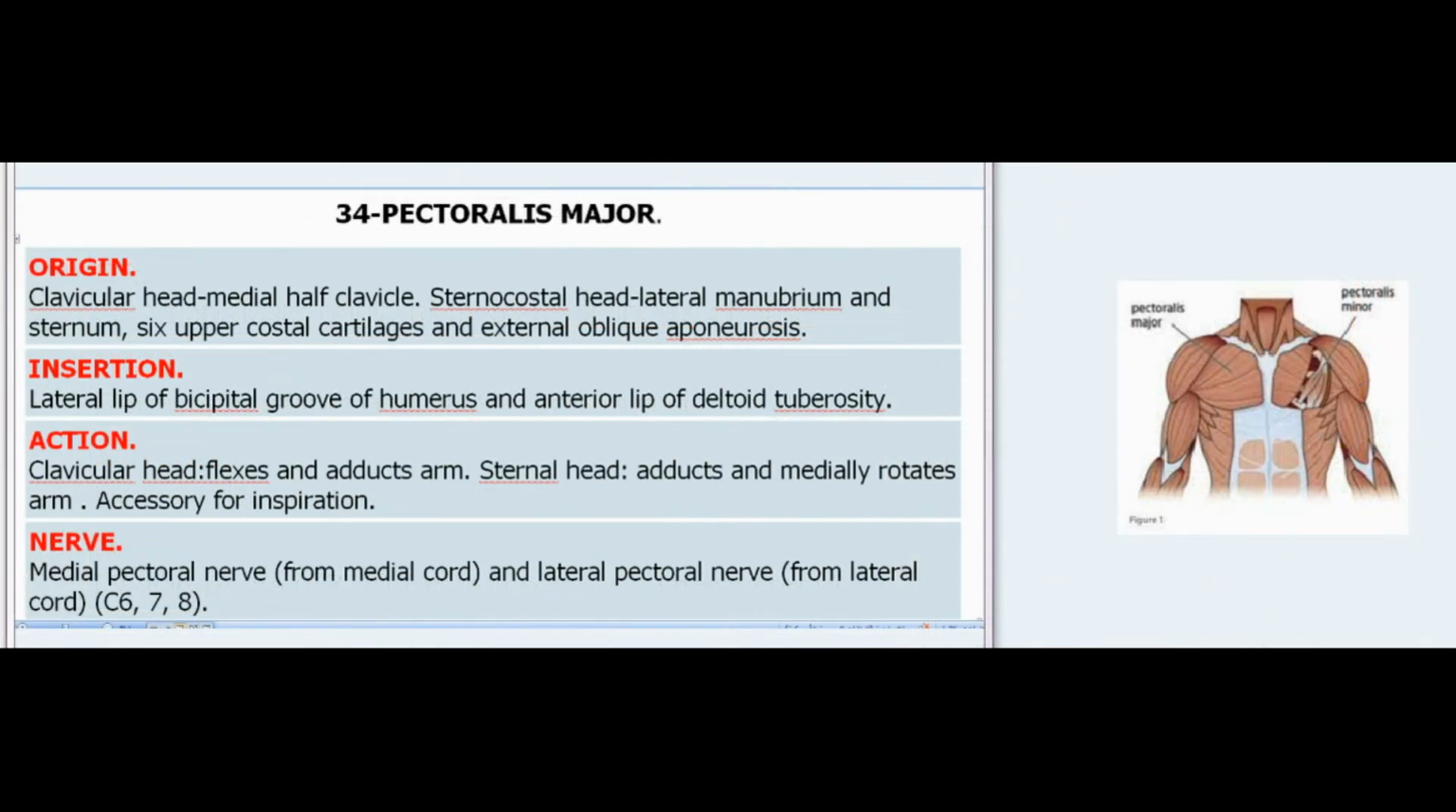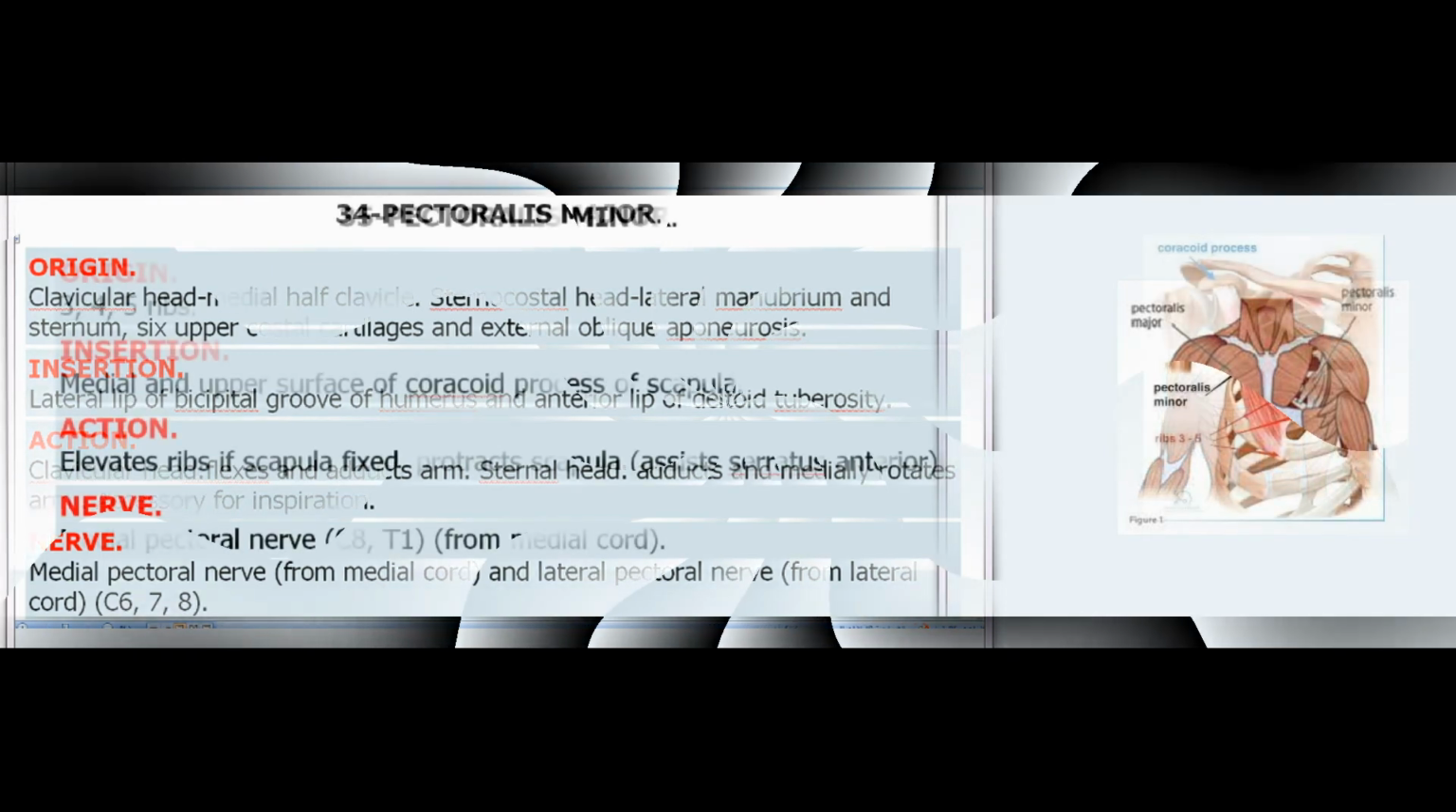34. Pectoralis major. Origin. Clavicular head, medial half of clavicle. Sternocostal head, lateral manubrium and sternum, 6 upper costal cartilages and external oblique aponeurosis. Insertion. Lateral lip of bicipital groove of humerus and anterior lip of deltoid tuberosity. Action. Clavicular head flexes and adducts arm. Sternal head adducts and medially rotates arm. Accessory for inspiration. Nerve. Medial pectoral nerve, from medial cord, and lateral pectoral nerve, from lateral cord, C6, 7, 8.